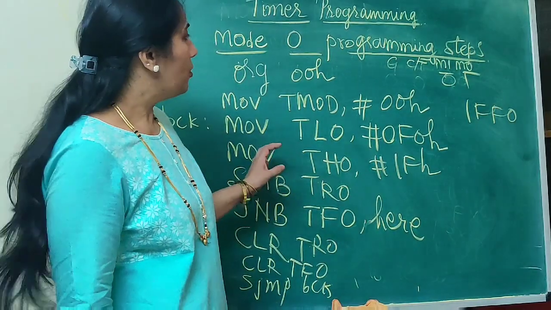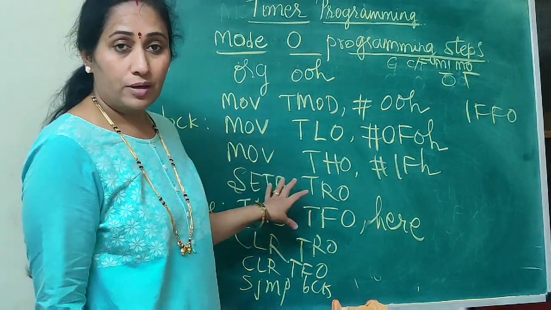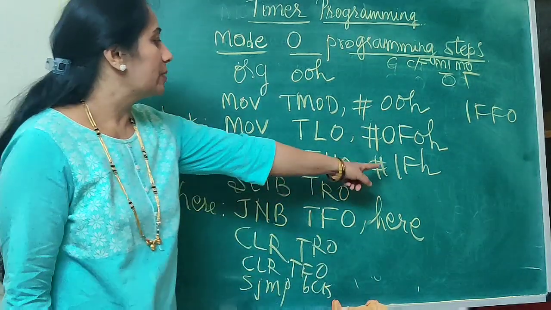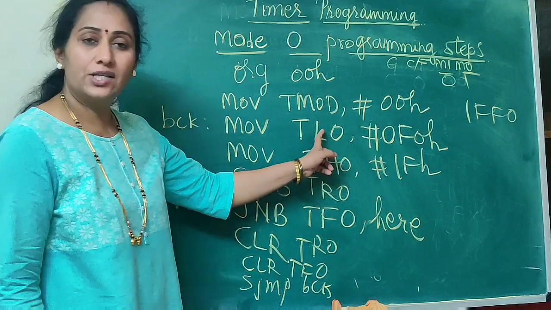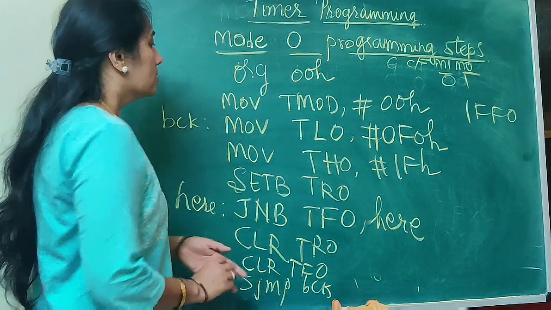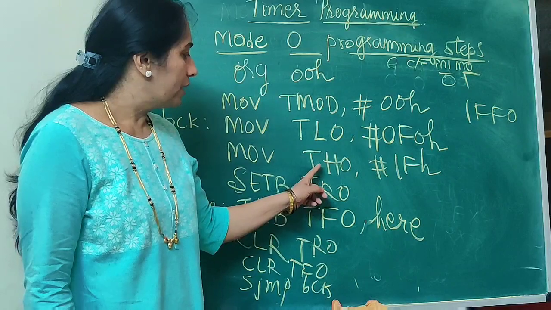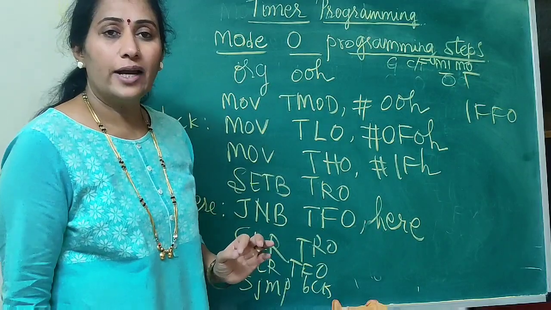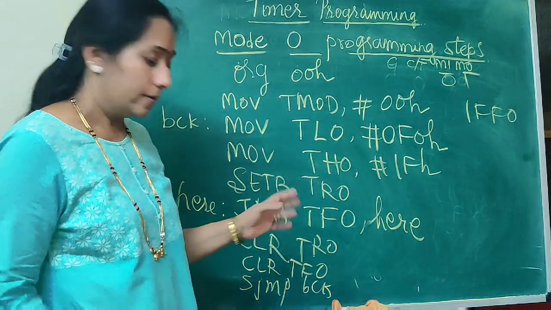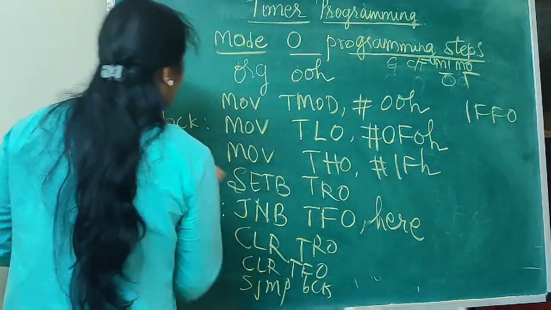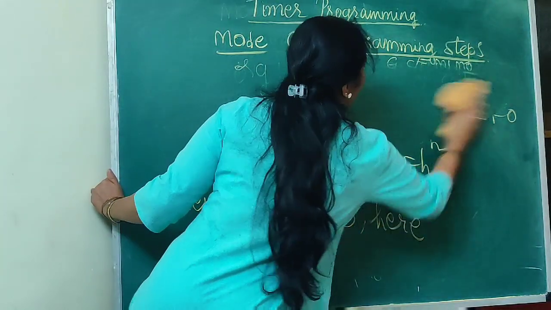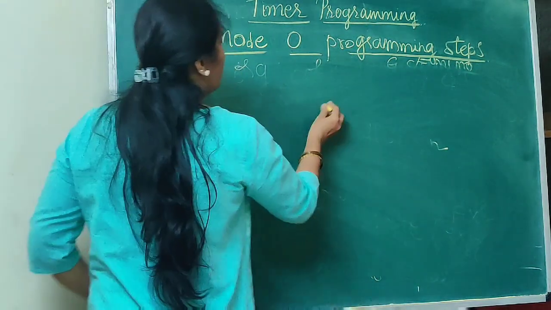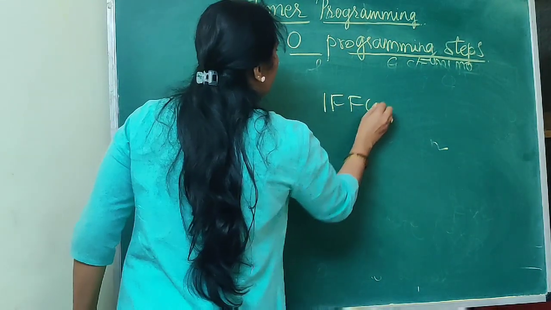Okay, now with the help of this particular program, we'll calculate how much delay will be produced with the help of this particular count, whatever we have loaded in TH and TL. So remember the count I have loaded in TH and TL: I have loaded 1FF0. How to calculate the delay produced by this particular program, we are going to see that one.